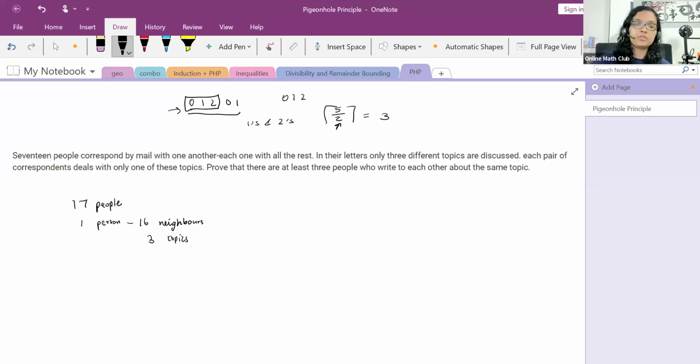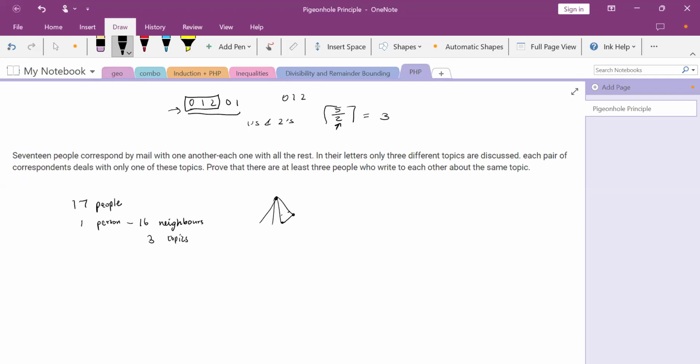So one way of thinking about this is you take a person and you consider all his neighbors. And if some two of these neighbors talk to the person about the same topic, and also they talk to each other about the same topic, then you're done, right? So first maybe try using some pigeonhole argument about a person and his neighbors. So we can say that the person writes to 6 people about the same topic, and among those 6 people, 2 people talk about the same topic.